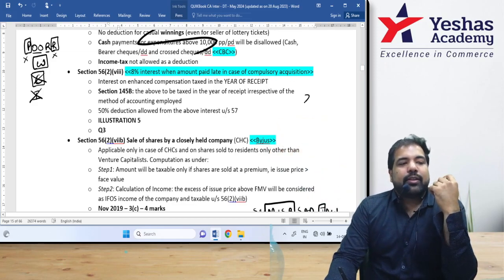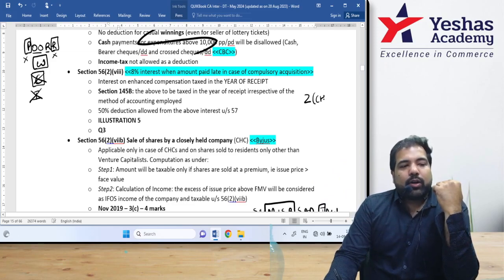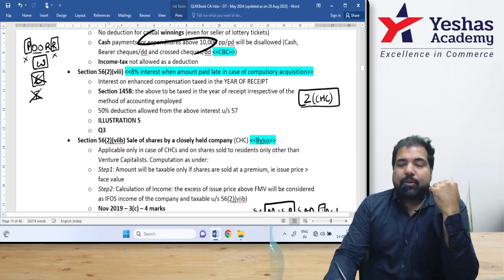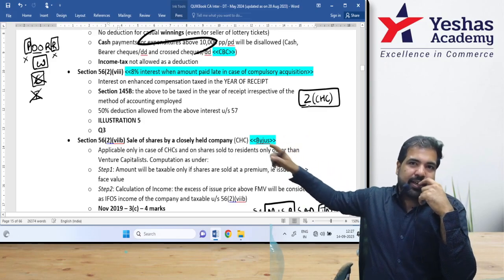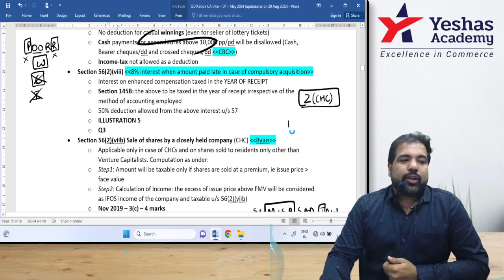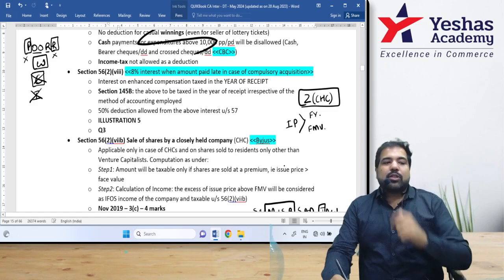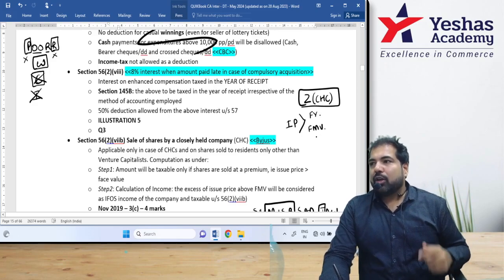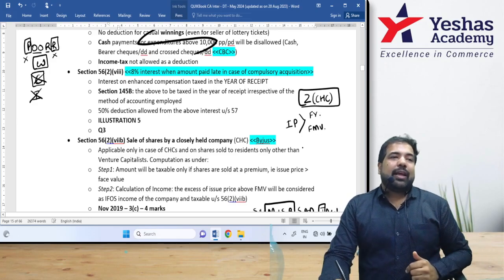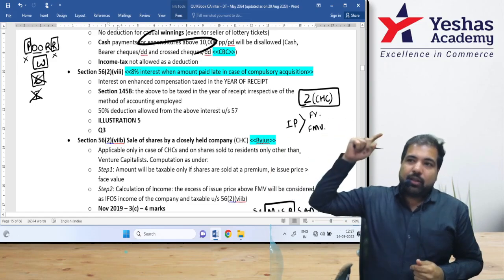Guys, Zepto, can they issue shares? Zepto is what kind of company? Closely held company. This was a question in your test also yesterday, guys. And when you issue shares, your issue price, if it's more than what? Face value and more than fair market value, the difference between issue price and fair market value will be taxed. Who has to pay the tax? Not shareholders, but the company.